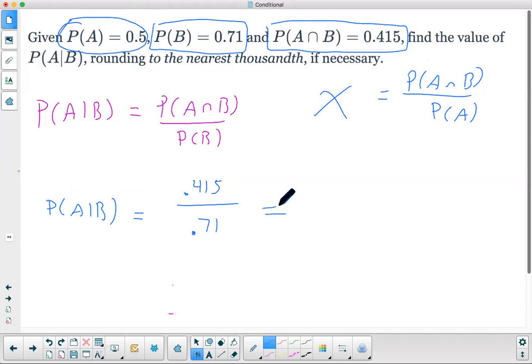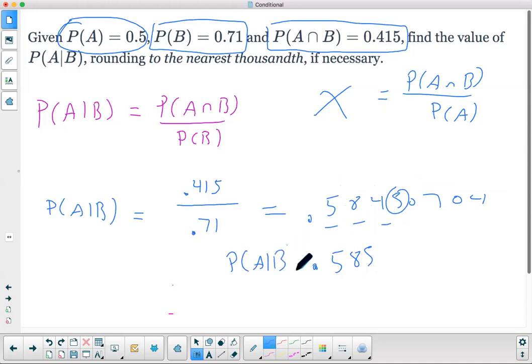You just use your calculator to do this division, and we've got 0.415 divided by 0.71. That equals 0.5845704. The nearest thousandth is 10, 100, 1,000. We need to round up because of the 5. So the answer is 0.585. Probability of A given B.